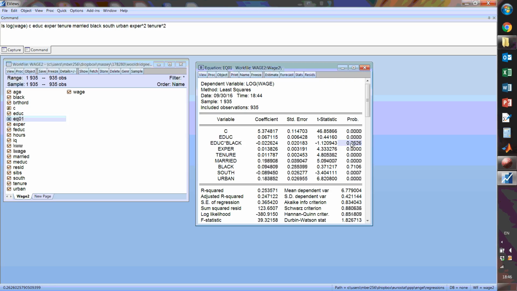Right, and the last part, part 3, asks us to start with the original model, but now allow wages to differ across 4 groups of people: married and black, married and non-black, single and black, and single and non-black. The question is, what is the estimated wage differential between married blacks and married non-blacks?